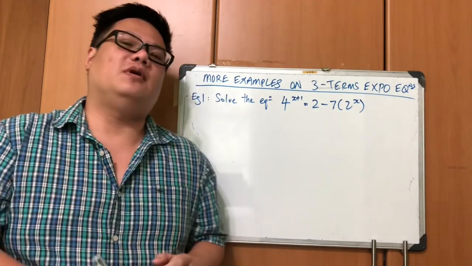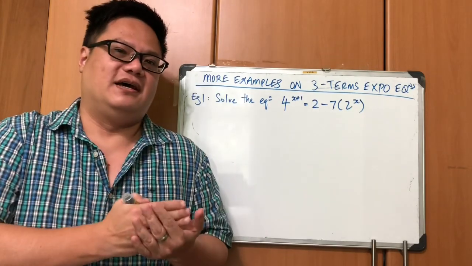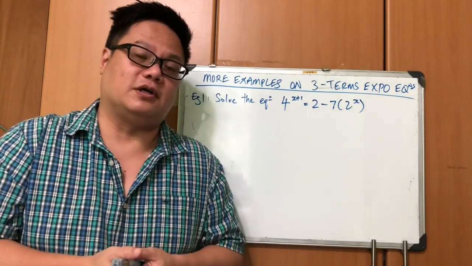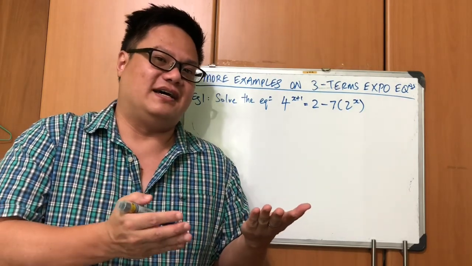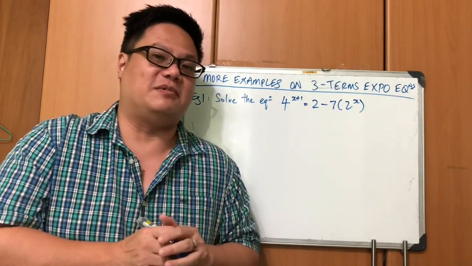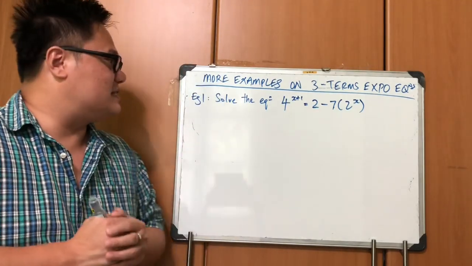Today I'm going to continue on my AMS lesson on exponential equation. The last time I stopped at one example on three terms exponential equation, I'm going to give you a few more examples. Then if possible, I'll move on to simultaneous equation that involves exponential equation. All right, I'll start off with the first example.